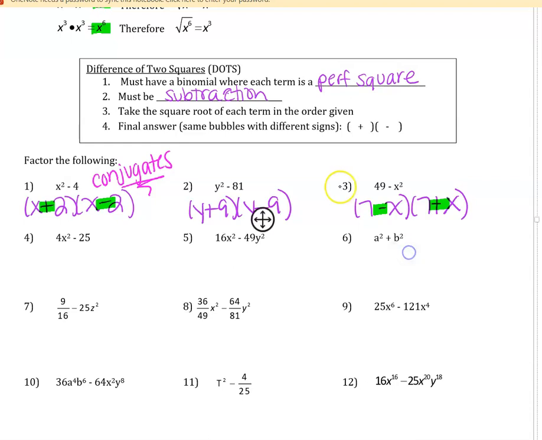But I do want you to make a little note here that this is not equal to x plus 7, x minus 7, because that equals x squared minus 49. So order does matter with subtraction. Like I said, subtraction is not commutative. 2 minus 3 is not the same thing as 3 minus 2.